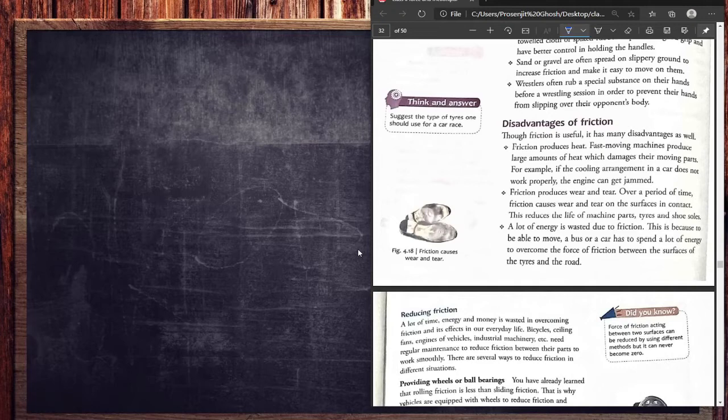If you notice one thing, when a car actually runs more, and you touch the tire, don't do it, I'm just saying, if you touch the tire, it will be more hot. Why? Due to friction, the tire actually burned up. It's not totally burned up, it just got the temperature high. That is why it is totally hot.